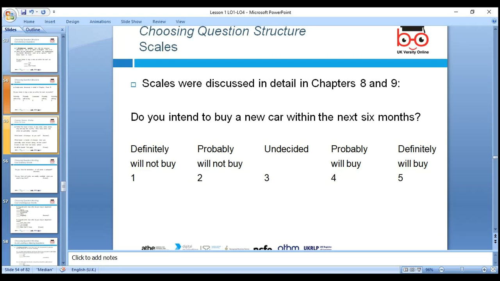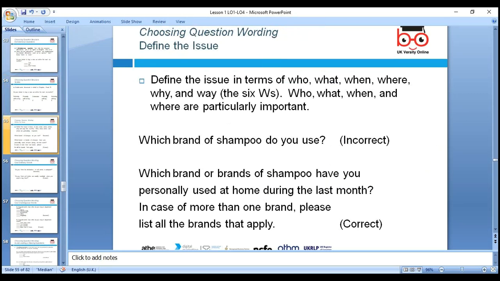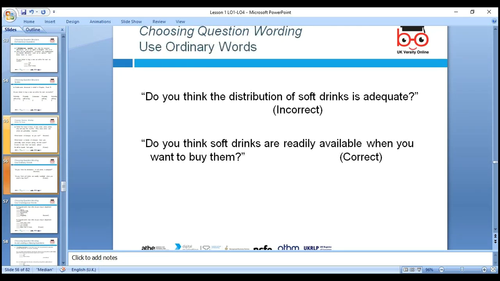Do you intend to buy a new car within? Definitely will not buy. Probably will not buy. Undecided. Probably will buy. Definitely will buy. So 5 is definitely will buy. Which brand of shampoo do you use? Maybe we can ask the same question: which brands of shampoo have you personally used at home during the last month? In case of more than one brand, please list all, so we can give them options.